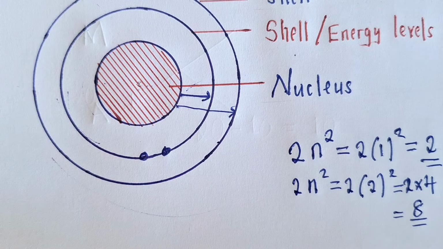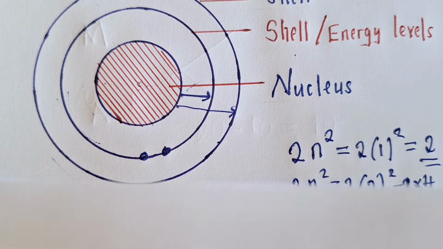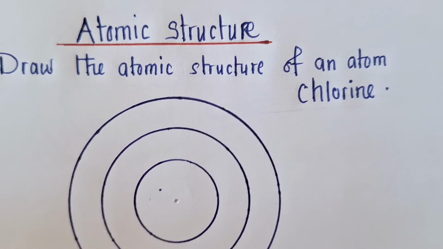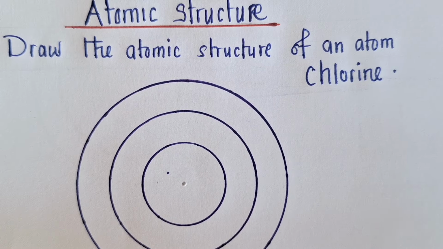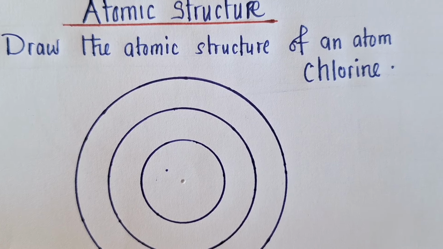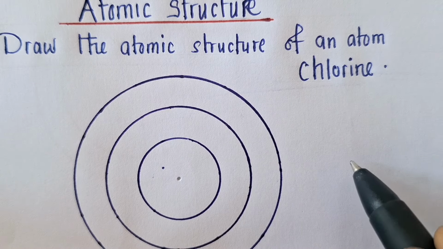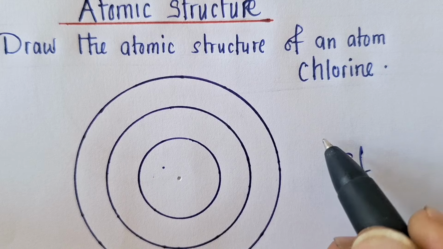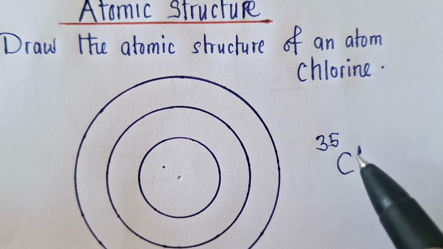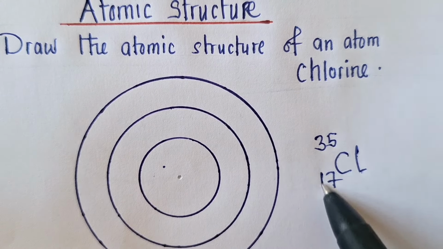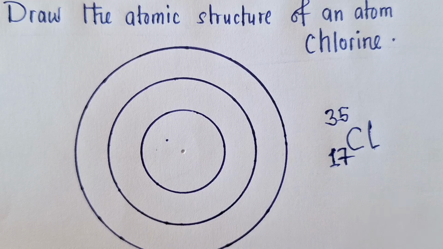Now, my main area of interest is on how to write the atomic structure of an atom, chlorine. So let's go to the periodic table. If you've got a periodic table, check where chlorine is. You'll find that chlorine is written like this. There is a 35 on top and a 17 down here. So now we're going to draw this atomic structure.